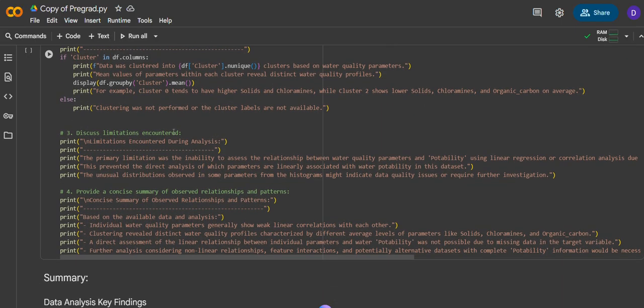Now, there are certain limitations which have been encountered. Firstly, there is an inability to assess the relationship between water quality parameters and the organic carbon column.